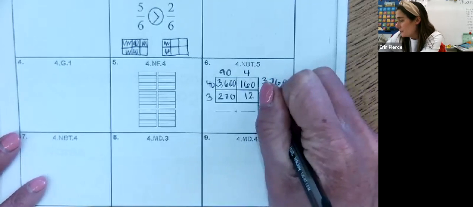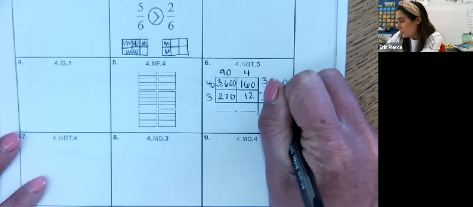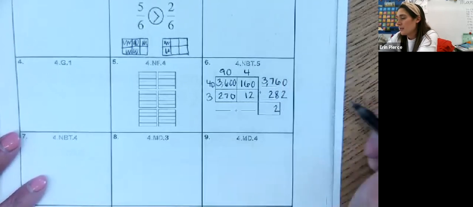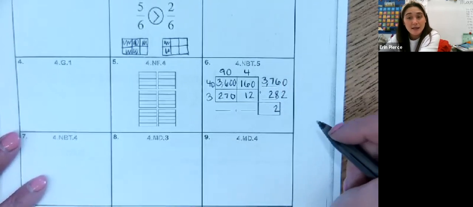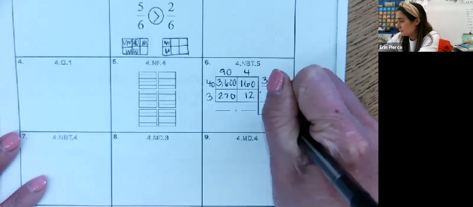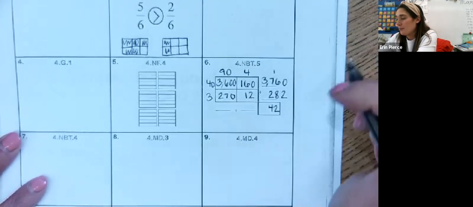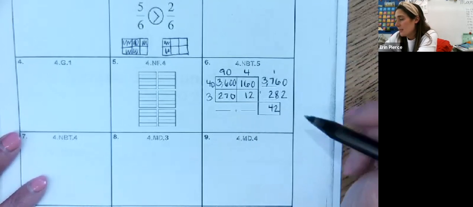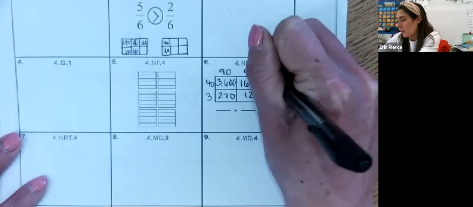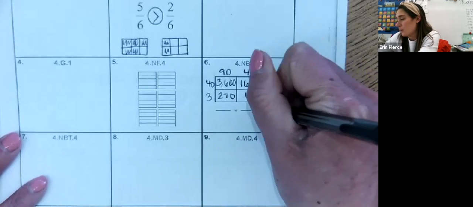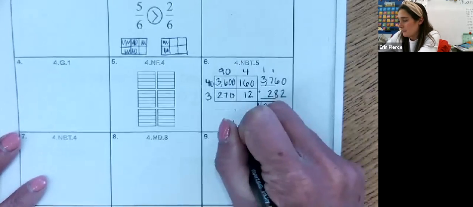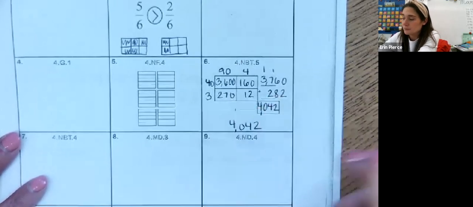I get a sum of 282. 0 plus 2 is 2. 6 plus 8 is 14. 1 plus 2 plus 7 is 10. Regroup the 1. 3 plus 1 is 4. Our answer is 4,042.